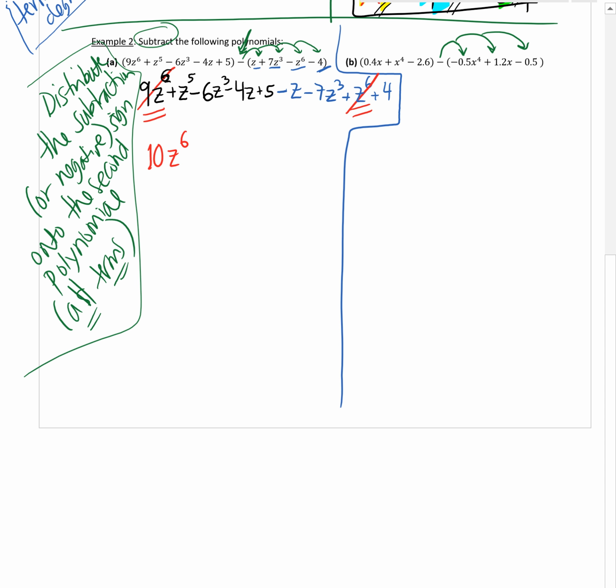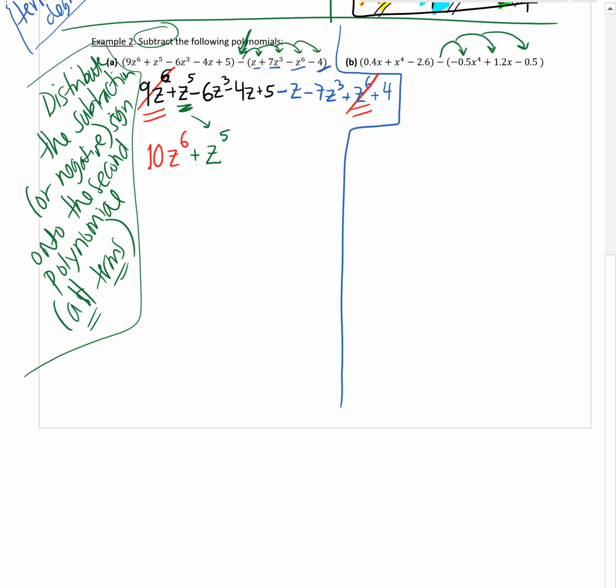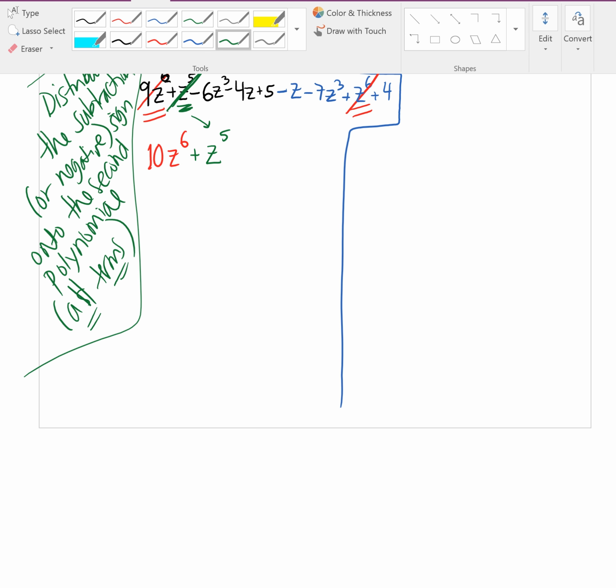So okay, after the 6th power, what's the next highest power? I see a z to the 5th here, but he doesn't have any like terms, so I could just bring him down exactly as is. Oops, why'd I write a 6th power? I'm losing it over here. So 5th power, there he is. He doesn't change. Now I'm going to cross him out because I've already taken care of that guy. I don't want to worry about him anymore.